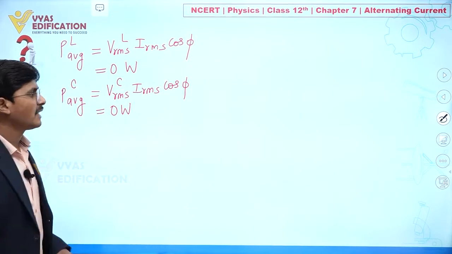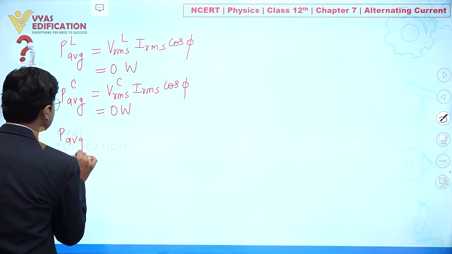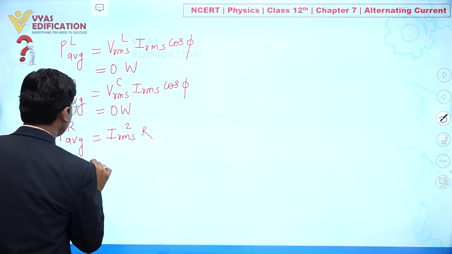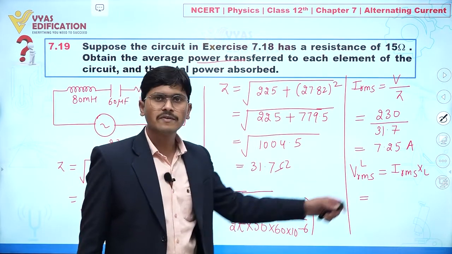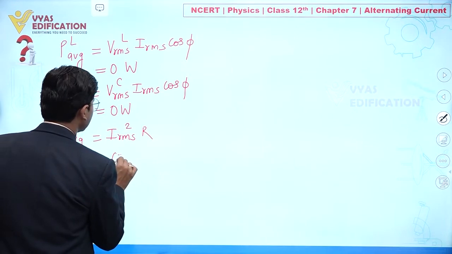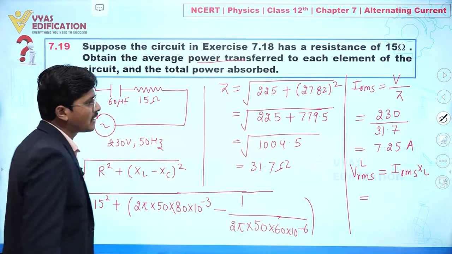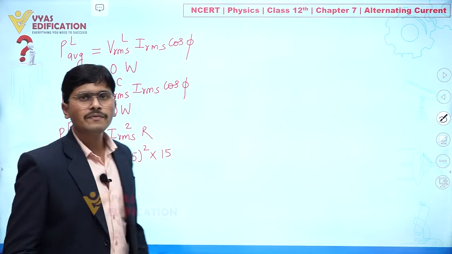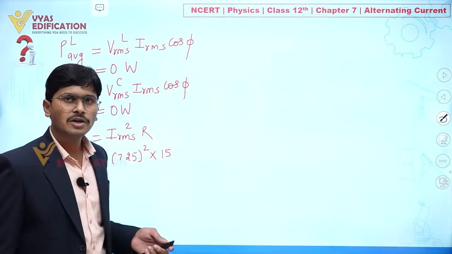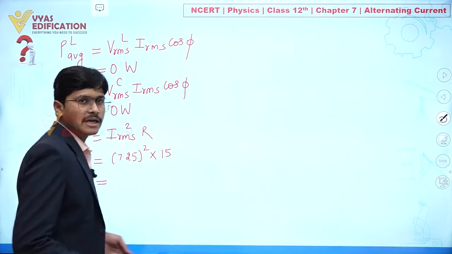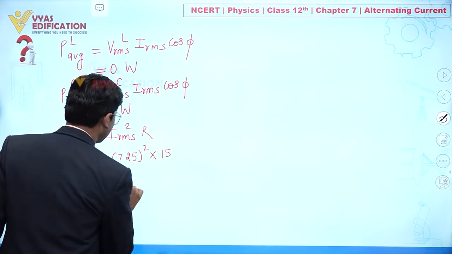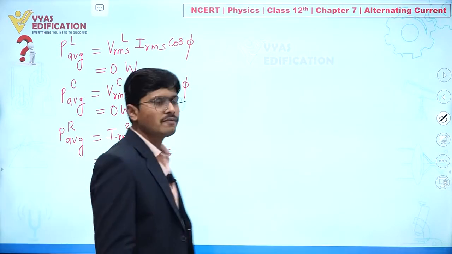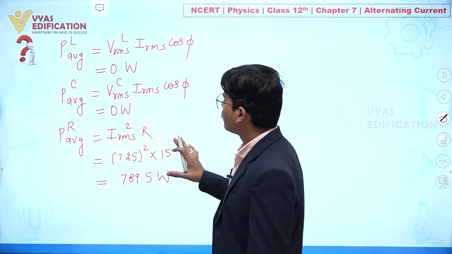Now can we find the average power corresponding to resistance? Yes. It is given by IRMS square multiplied by R. What is the value of IRMS? IRMS value is given to you, 7.25 ampere, so this is 7.25 whole square, multiplied with R. R value is given to you, 15 ohm. If you solve it, 7 times 7 is 49, and 49 point something you will get, and you multiply it with 15. I am directly telling you the answer: 789.5. So you are getting 789.5 watt. This is the average power of this resistor.